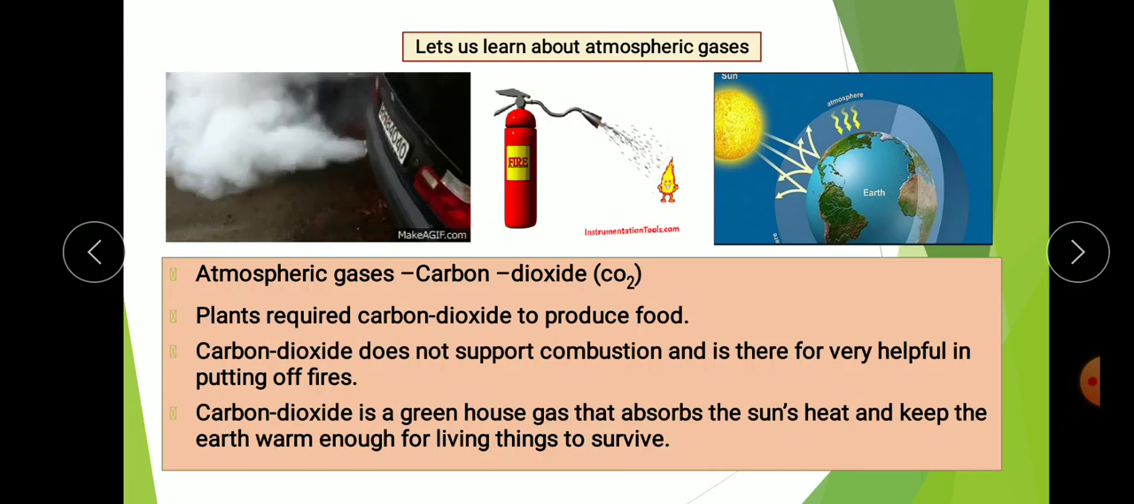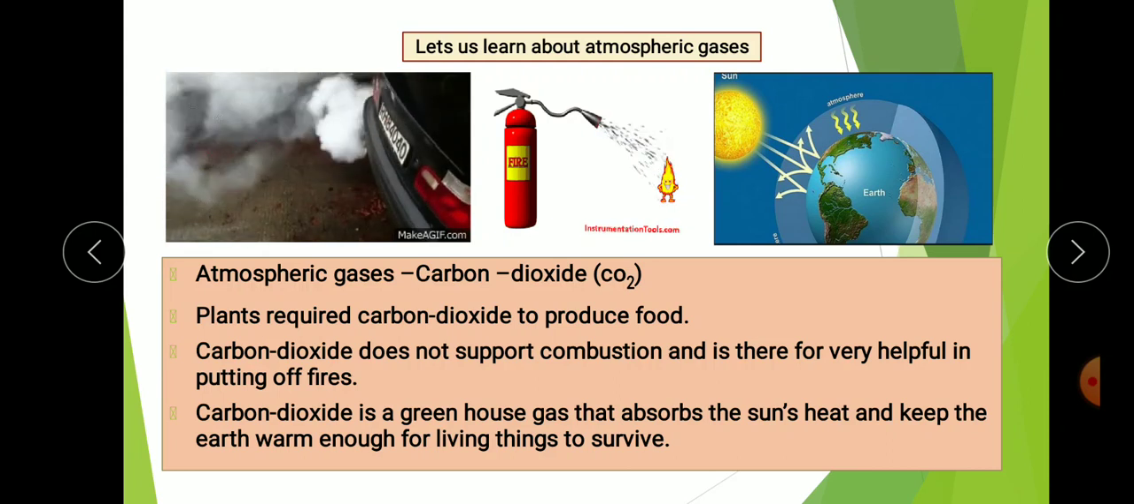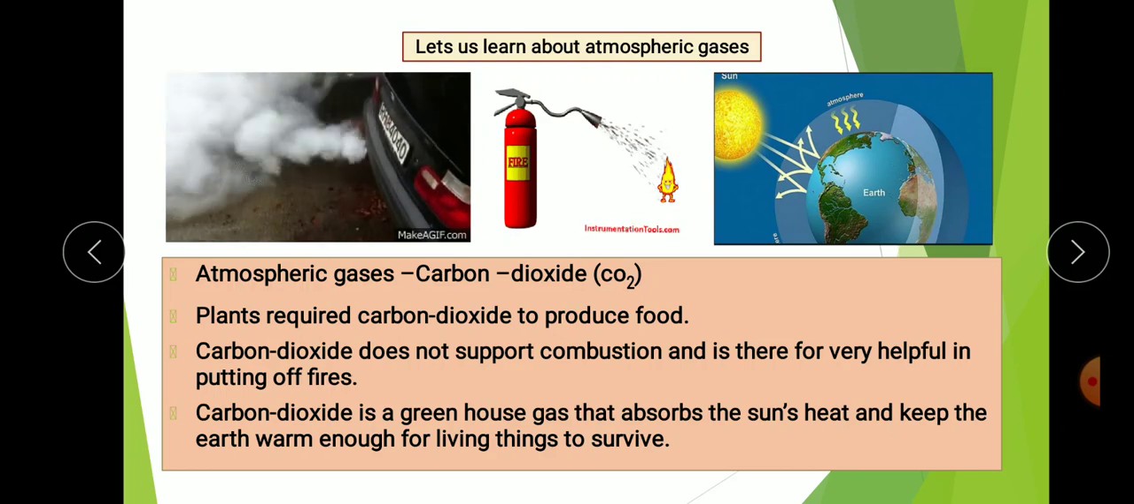Carbon dioxide is a greenhouse gas that absorbs the sun's heat and keeps the earth warm enough for living things to survive. You can see in the third image. Carbon dioxide is very little present in the atmosphere. All plants and animals give out carbon dioxide in the process of respiration.